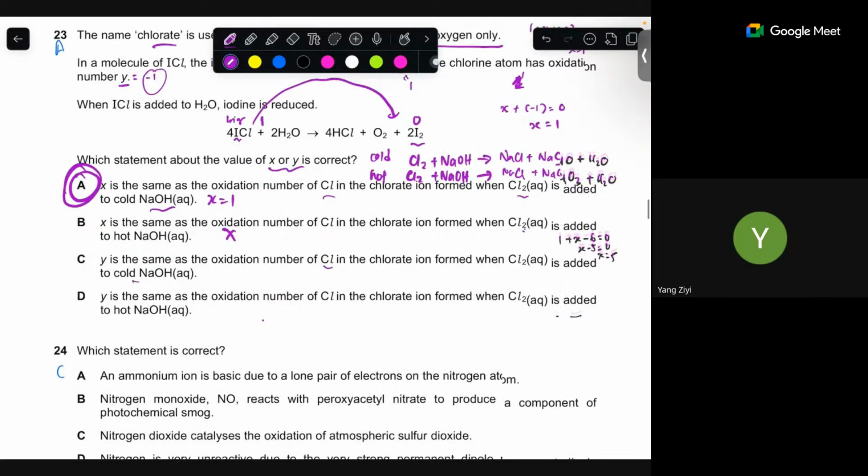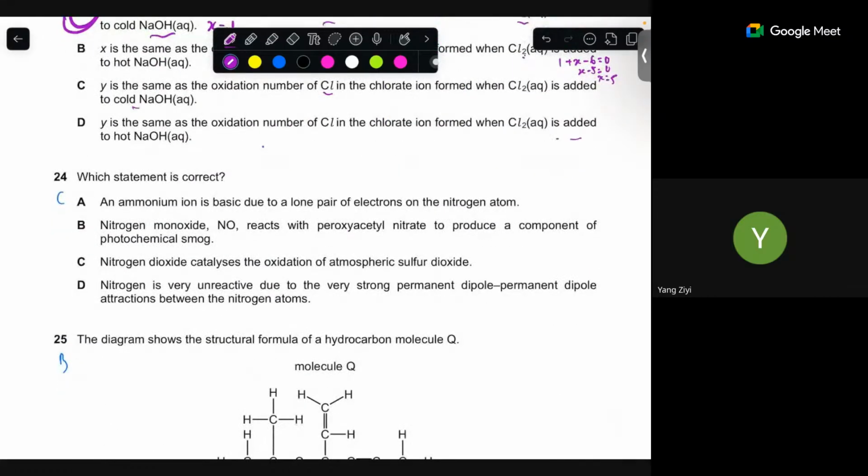Question 24. Okay, which statement is correct? So ammonium ion is basic due to the lone pair of electrons. So you see here, ammonia is basic. But when it has H plus, because ammonia can receive, it's a proton acceptor, it will form NH4 plus. But do remember, once they form NH4 plus, they have a tendency to donate the H plus. So they are acidic actually, conjugate acid. So to say that they are basic itself is wrong.